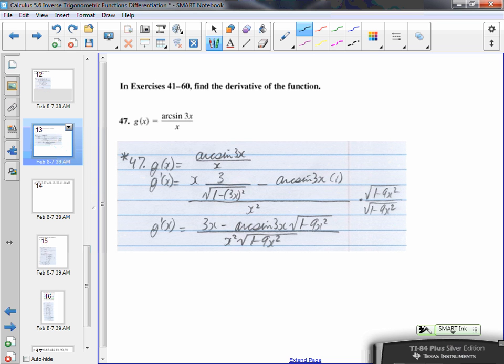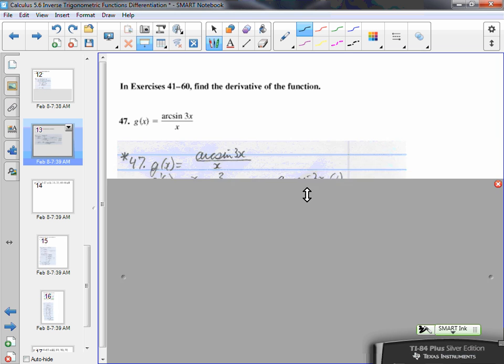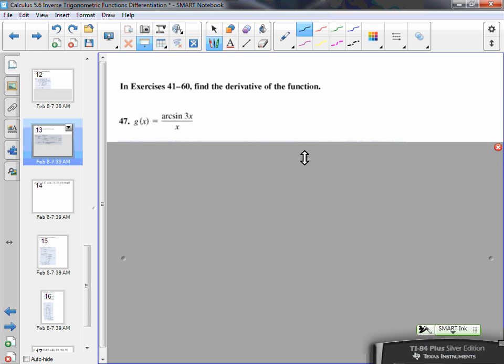47. Find the derivative of the function. Now, let's look and see. We've got an arc sine in there. Look on page 376. Do we have a formula to tell us what the derivative of arc sine is? All right, we do, so we should be in good shape, okay?